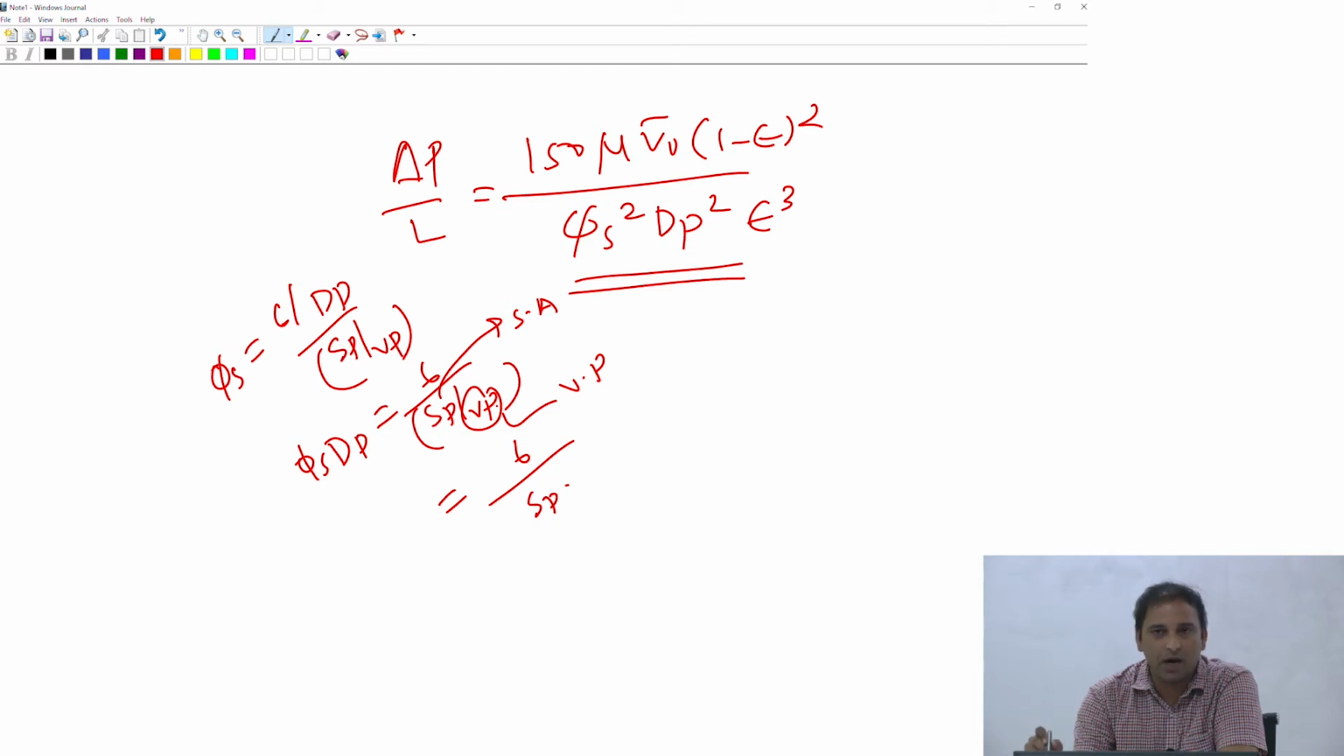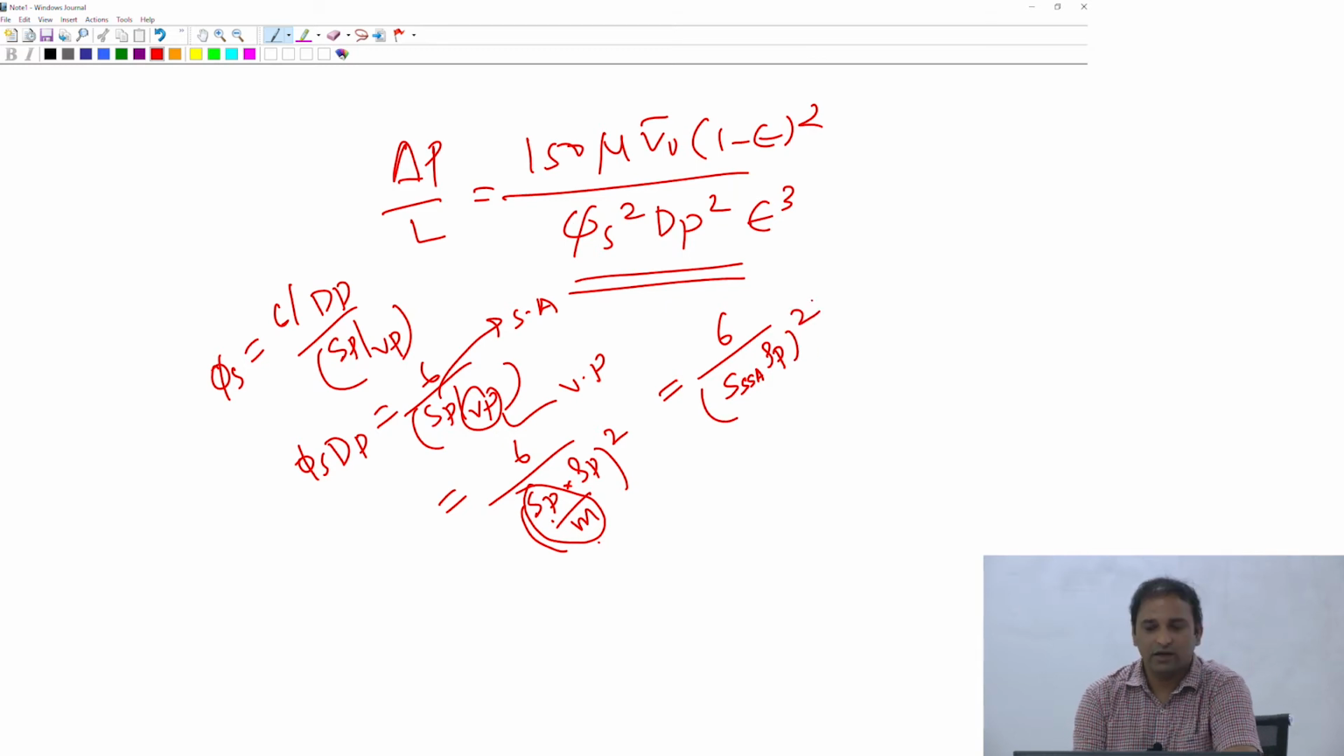I can write it in terms of the mass and the density. Therefore it becomes multiplied by the density of the particle divided by the mass of the particle whole square, right? Is that okay? And your Sp by m, which is the surface area of the particle per unit mass, is what we define as the specific surface area, right? So therefore it goes as 6 divided by S, maybe specific surface area, times rho p whole square, right? Is that okay?